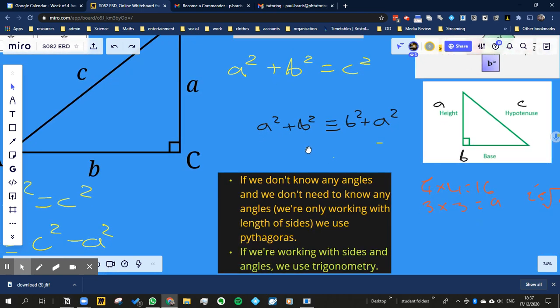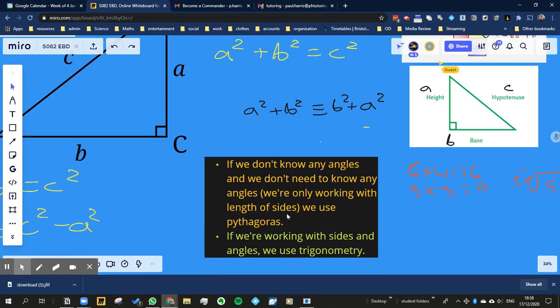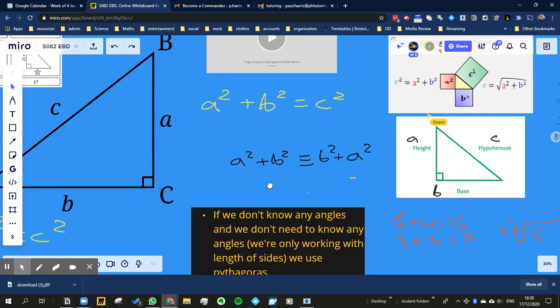Now, we're talking about Pythagoras. With Pythagoras, we're not looking at angles. It's only if you start involving angles that it's trigonometry, so we're not going to do that just yet. But summarizing Pythagoras, it's only when you're looking at the lengths of the sides of a right angle triangle.